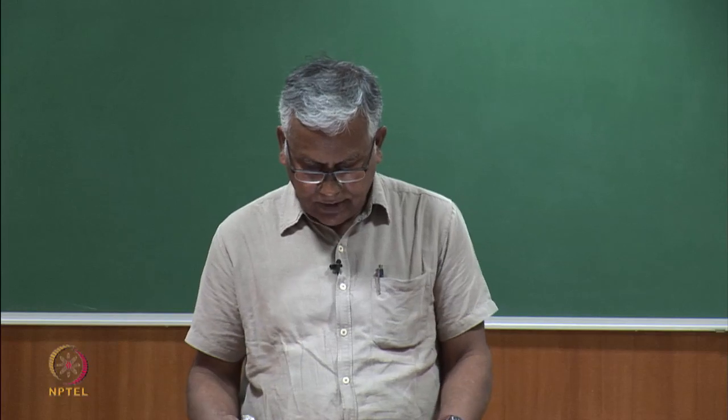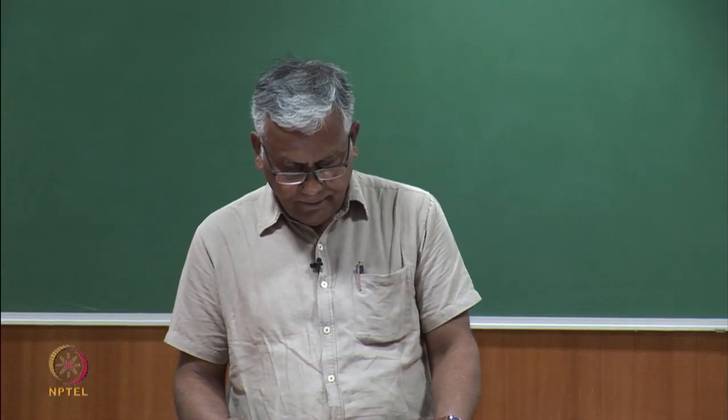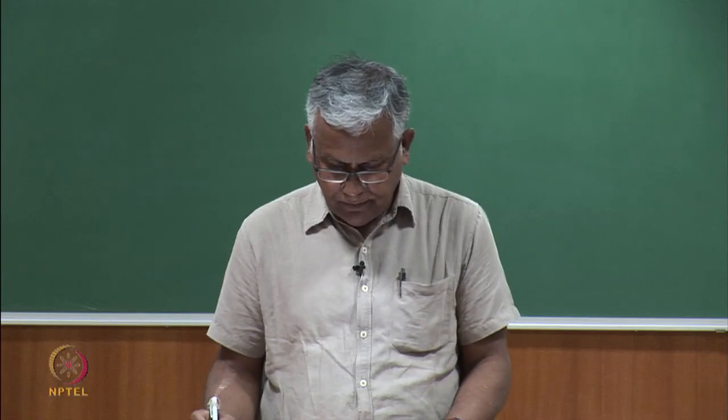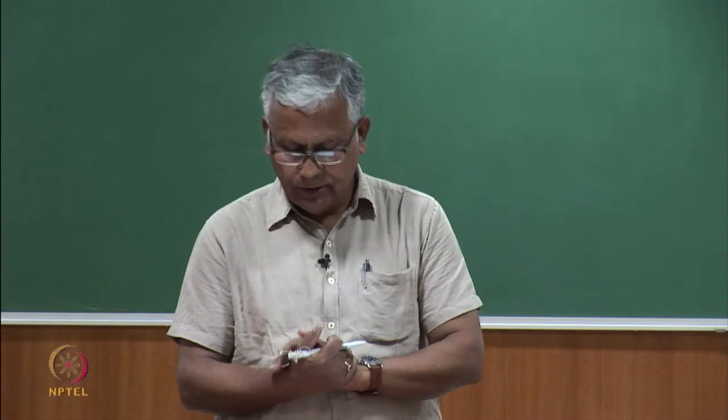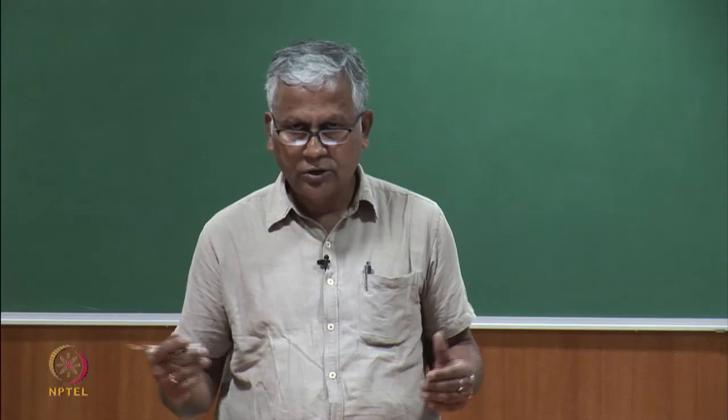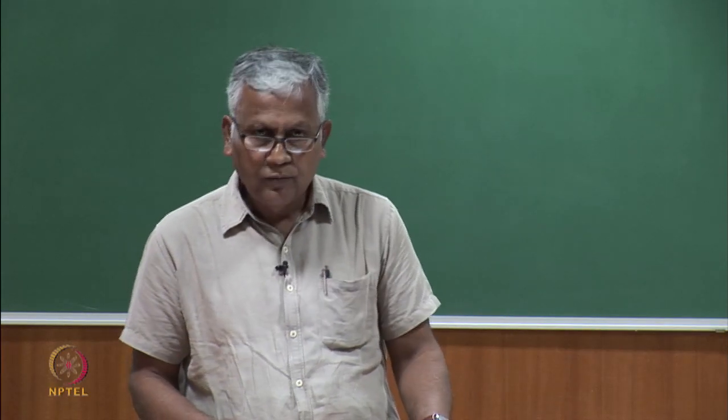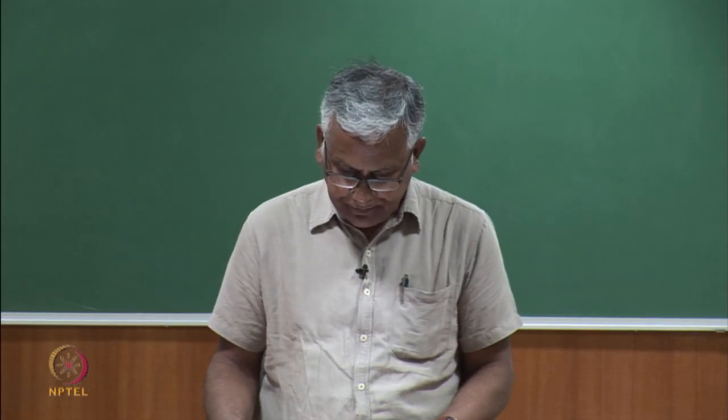So, if we look at this mathematical equation, then we can say that if u is V 0, then alpha becomes alpha mean, that is equal to 0. If I replace u by V 0, then it becomes V 1 by V 0, and V 1 by V 0 is capital Z, which is draft, and therefore, it becomes Z minus Z, which is 0. So, deviation from normal shear becomes 0. In that case, we may expect no irregularity to be generated because of the floating velocity of the shorter fibers.